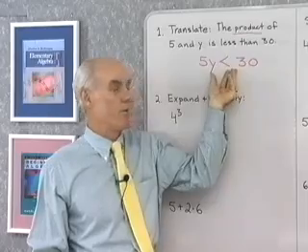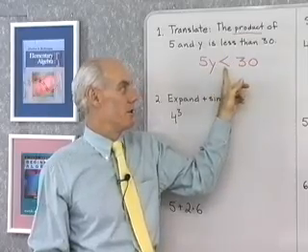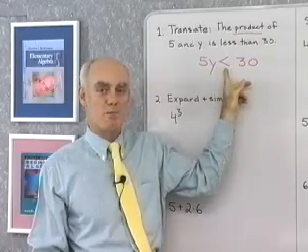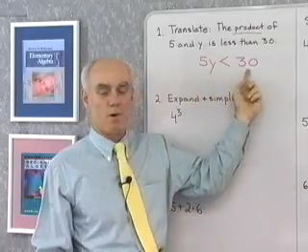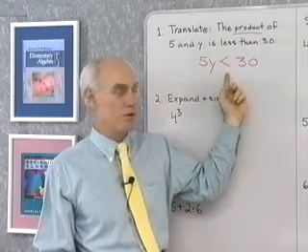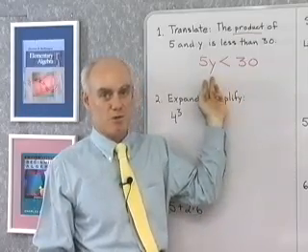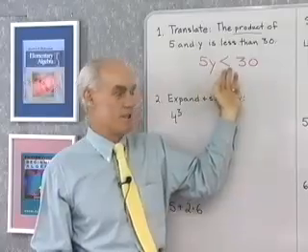The product of 5y is less than 30. Now with these inequality symbols, they always point to the smaller of the two quantities being compared. So if I'm looking at the quantity 5y and the quantity 30, the inequality symbol tells me that 5y is the smaller of those two quantities. So I can read this 5y is less than 30.